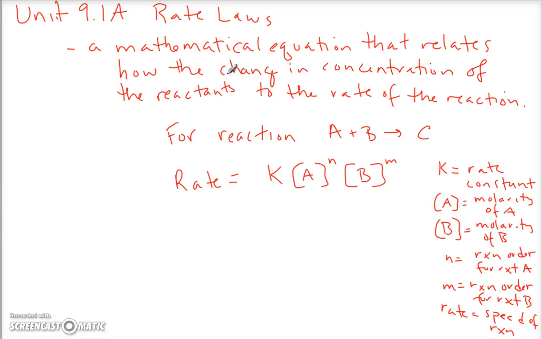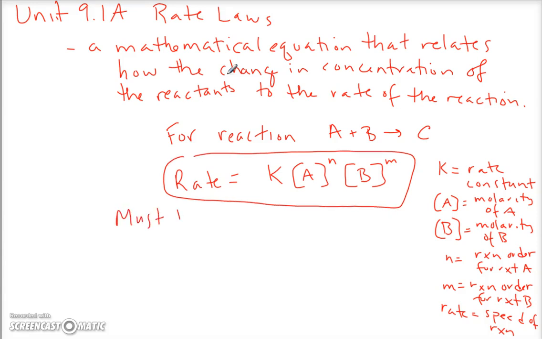Okay, so this rate law right here must be determined from data. From your data table, there's going to be a data table with trials 1, 2, and 3, and you're going to have to compare those different trials. So the rate law must be determined from the data. The coefficients of the balanced equation do not matter.